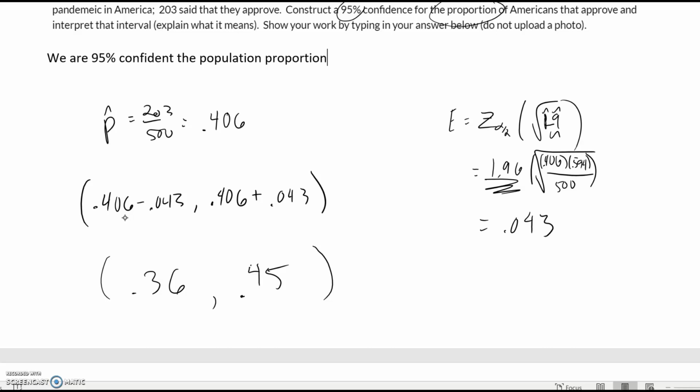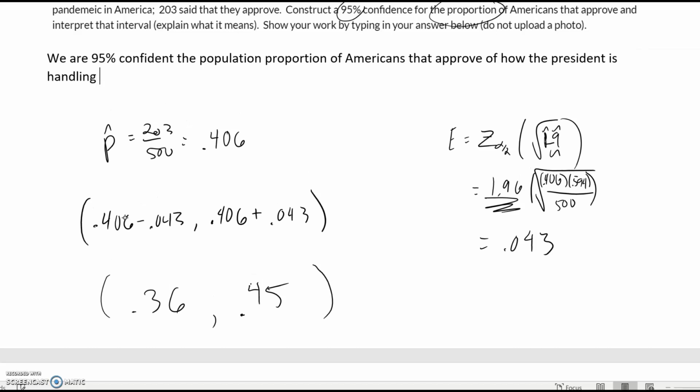We're 95% confident that the population proportion of Americans that approve of how the president is handling the current COVID-19 situation is between 0.36 and 0.45.